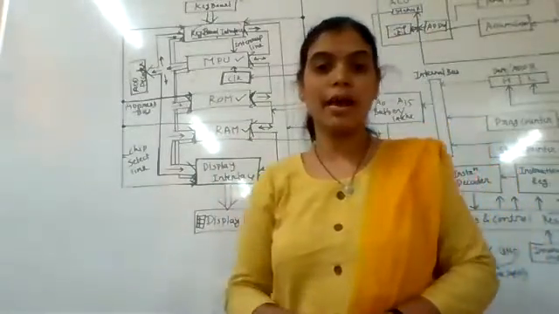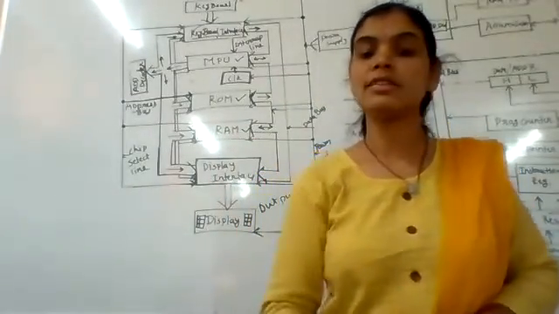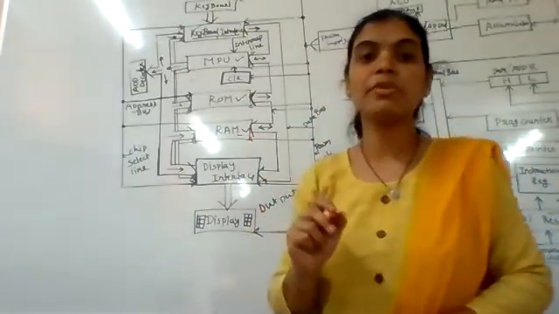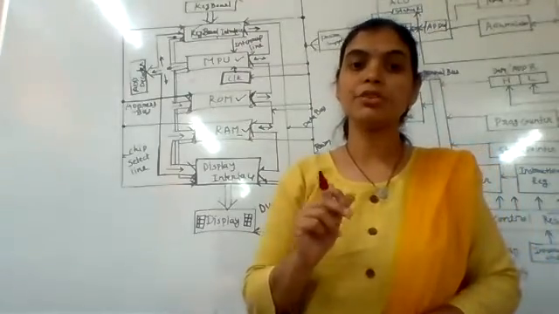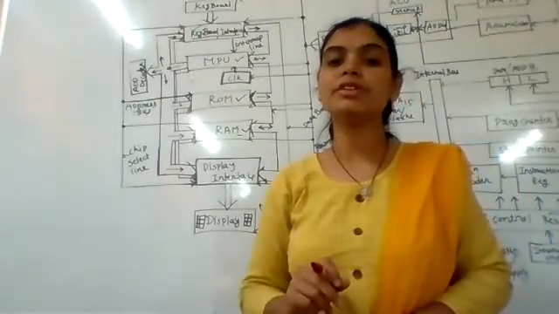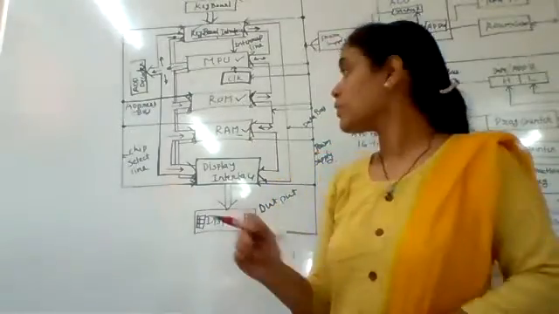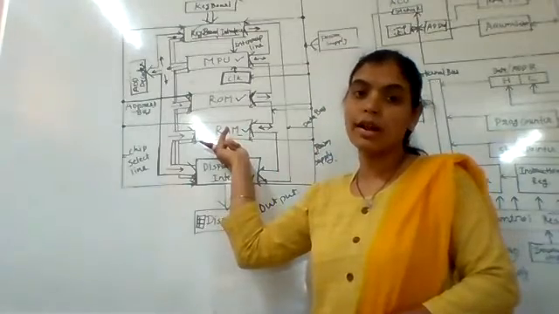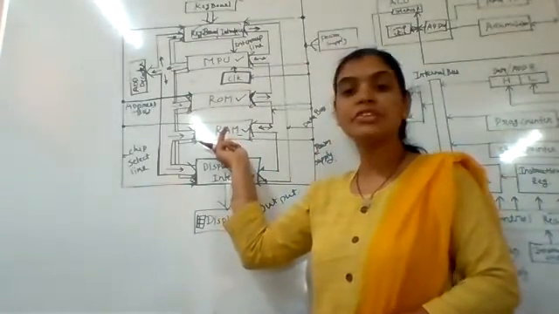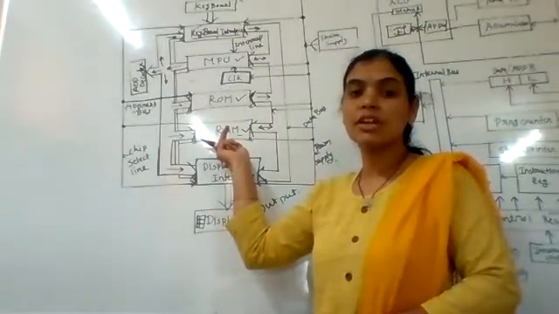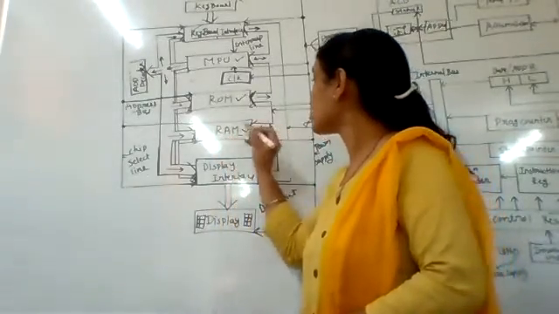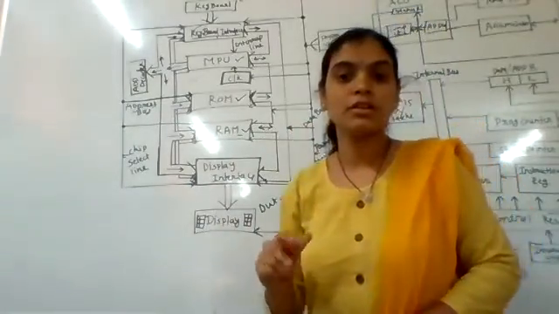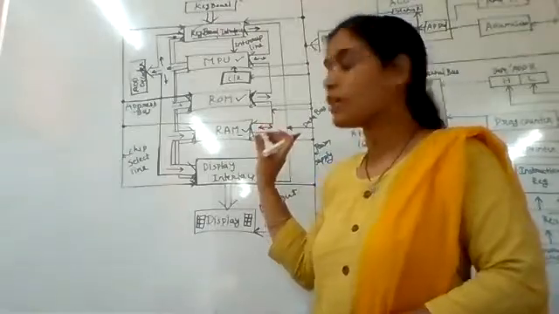Now next is the RAM. RAM is the random access memory. This is a temporary memory. It is used to store data. It is a temporary storage device. This memory is read or write also, so a bidirectional data bus is required. Here a bidirectional data bus is required.